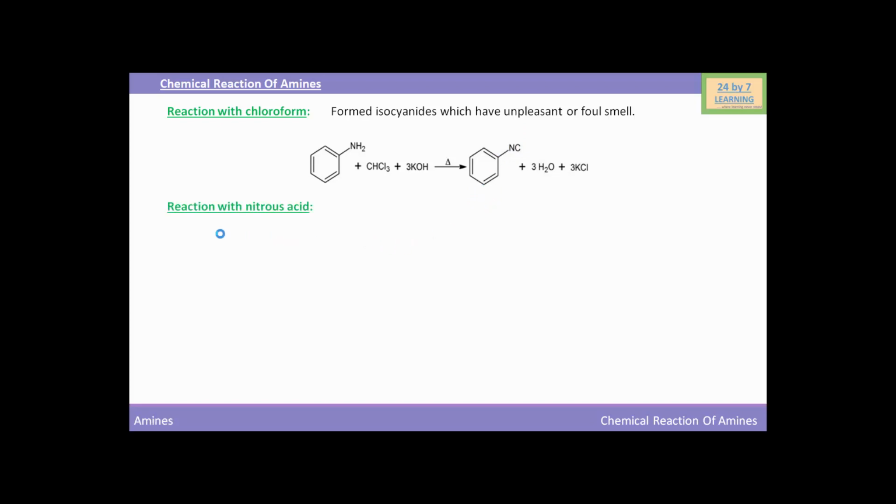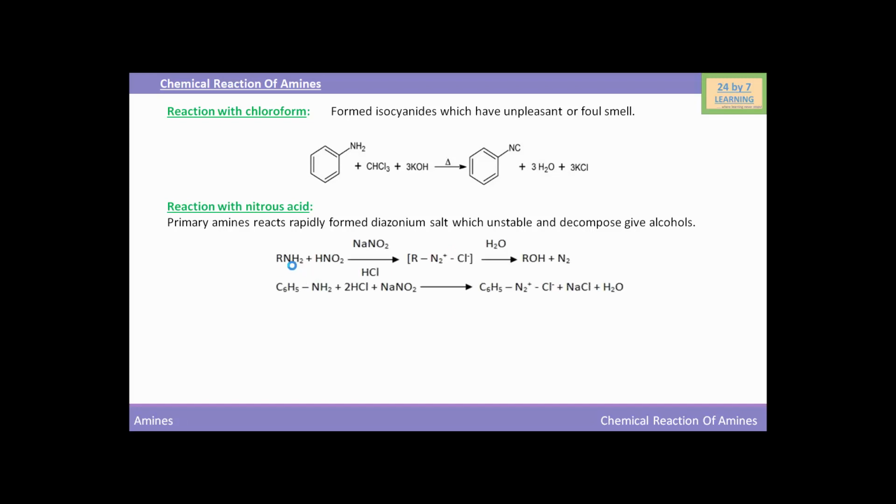Now we will see the reaction of amines with nitrous acid. Primary amines react rapidly to form diazonium salt with nitrous acid, which is unstable and then decomposes to give alcohol. So here are the reactions.